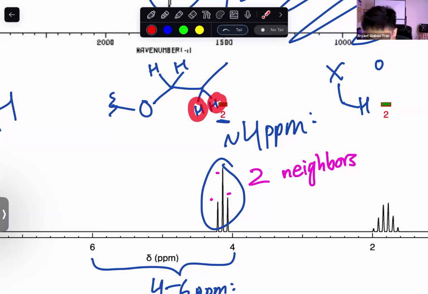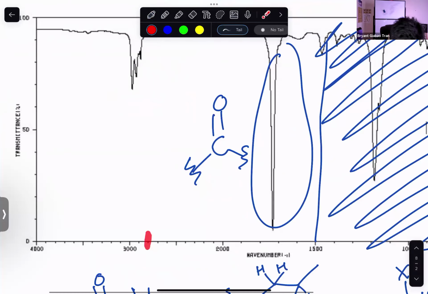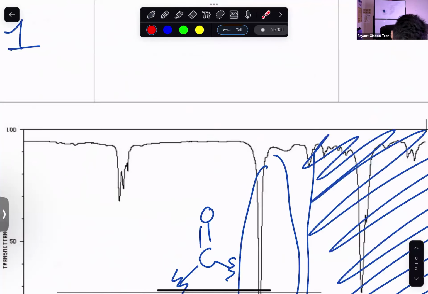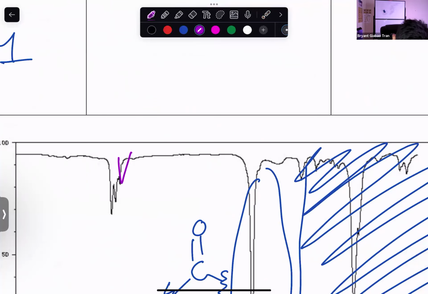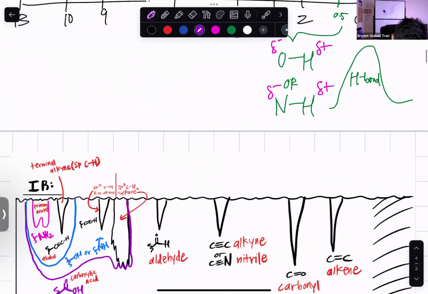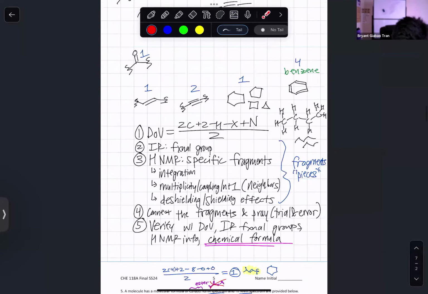Would the peak near 3000 be aldehyde? 2700, right? Because if we have an aldehyde peak on the HNMR, on the IR, there should be a sharp peak at around 2700, right, from the IR graph here. Yeah. At 3000, there should be a sharp peak to the right of the 3000.